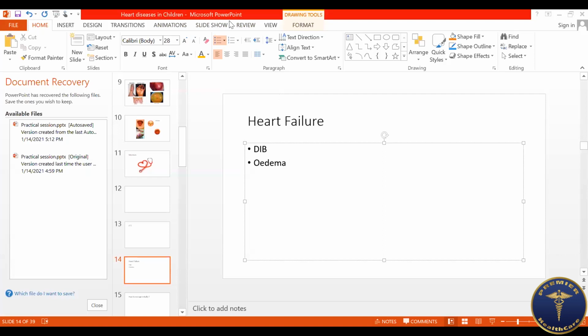But if you have pulmonary edema, you will hear crepitations, right? Chara chara sound. These are called crepitations. So if you hear crepitations, if the child is edematous and if he's having difficulty in breathing, you know that it's nothing else but heart failure.